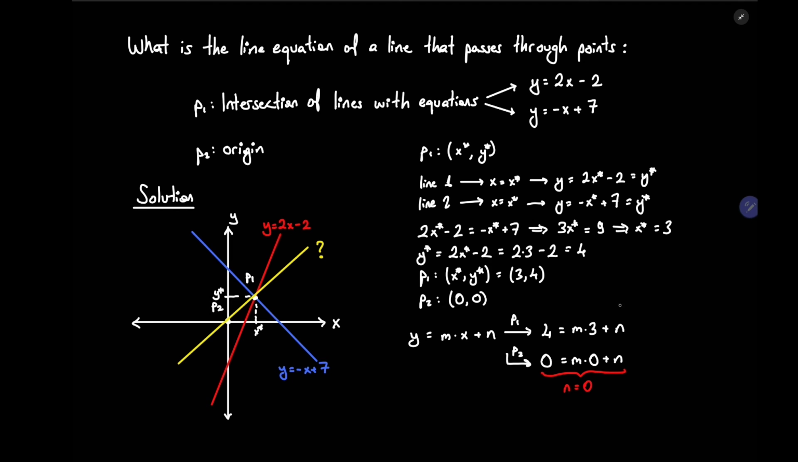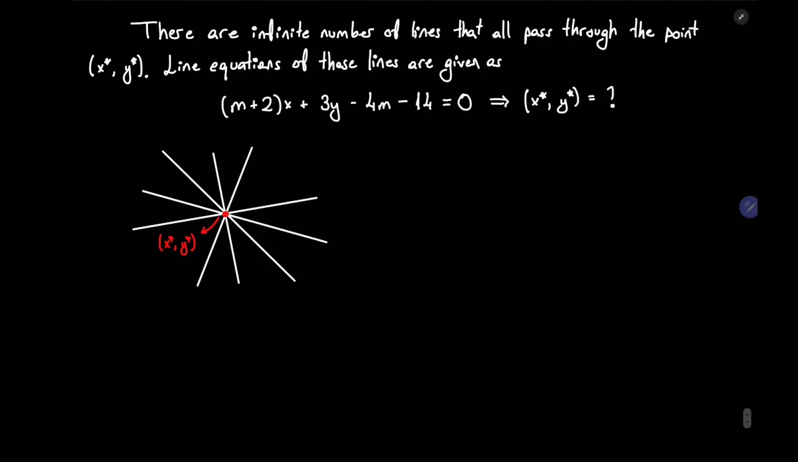When we put 0 in the place of n, we will have m equals 4 over 3. Therefore, our line equation will be y equals 4 over 3x. This is the answer of our question. Okay, let's solve this question.